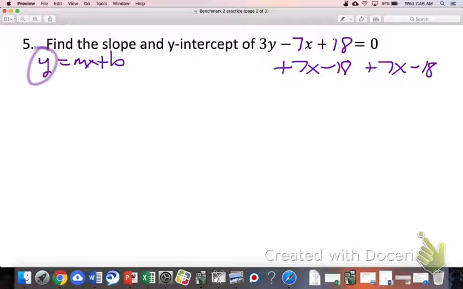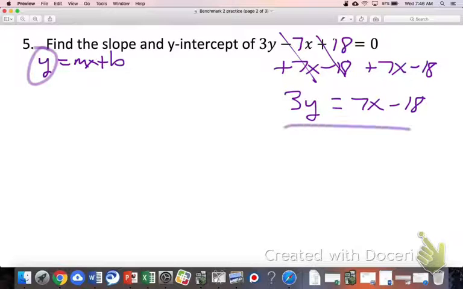So on the left side, these two would add out, these two would add out, leaving me with just 3y. So that's good. 0 plus 7x minus 18 is just 7x minus 18. Now, when you compare this with this, remember our goal is to get the y all by itself. And right now, you can clearly see I've made a lot of progress, right? There's a lot less stuff with the y, but there's still a 3.